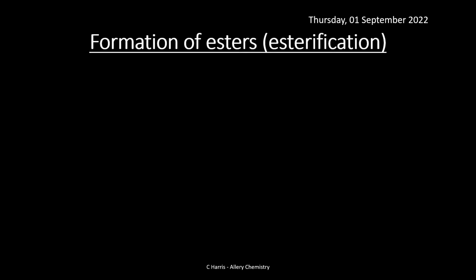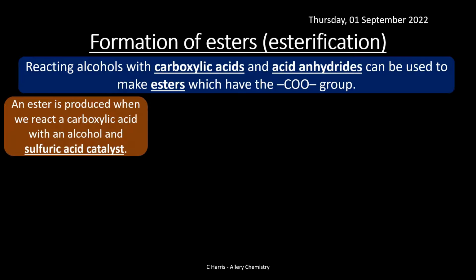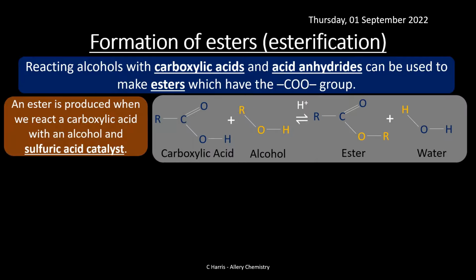So esters are obviously a derivative of carboxylic acids, and we call this esterification. Now you would have seen some of this in year 1, but if you react alcohols with carboxylic acids, or acid anhydrides, which are kind of another derivative of that, don't worry too much about them. It's just kind of for extra information. But these can be used to make esters, and they have the COO group on there. So an ester is produced when we react a carboxylic acid with an alcohol and a bit of sulfuric acid catalyst as well. So there's your carboxylic acid reacting with the alcohol, and that forms your ester. Try to color code it as well so you can see where everything goes, and you form water as well.